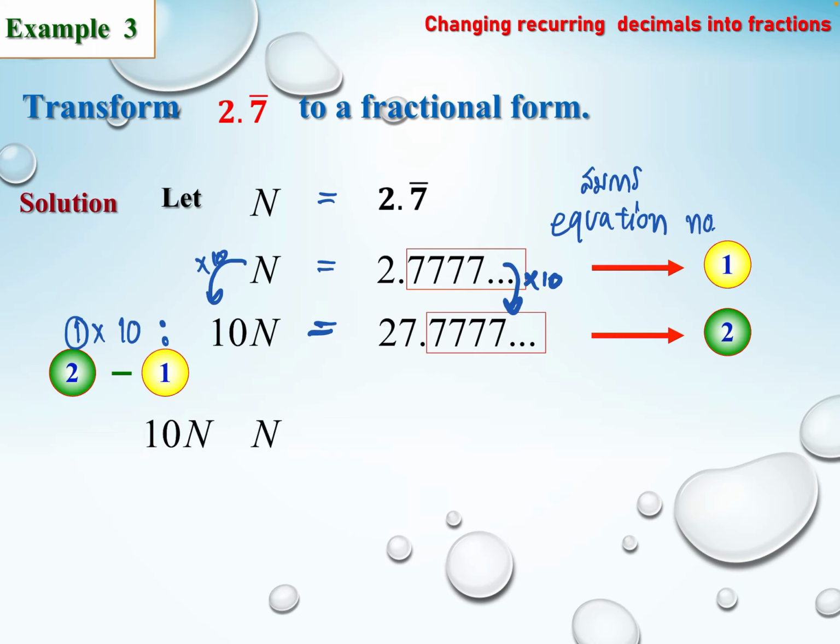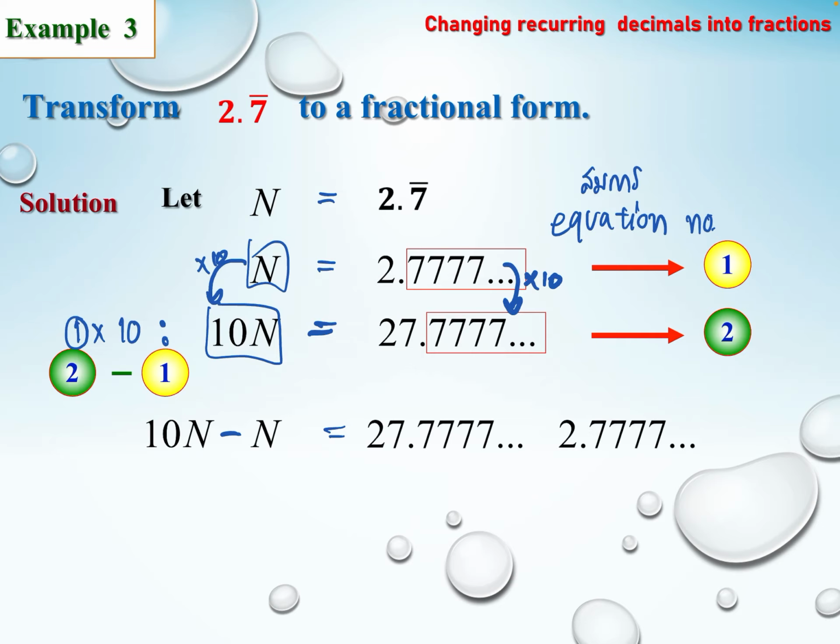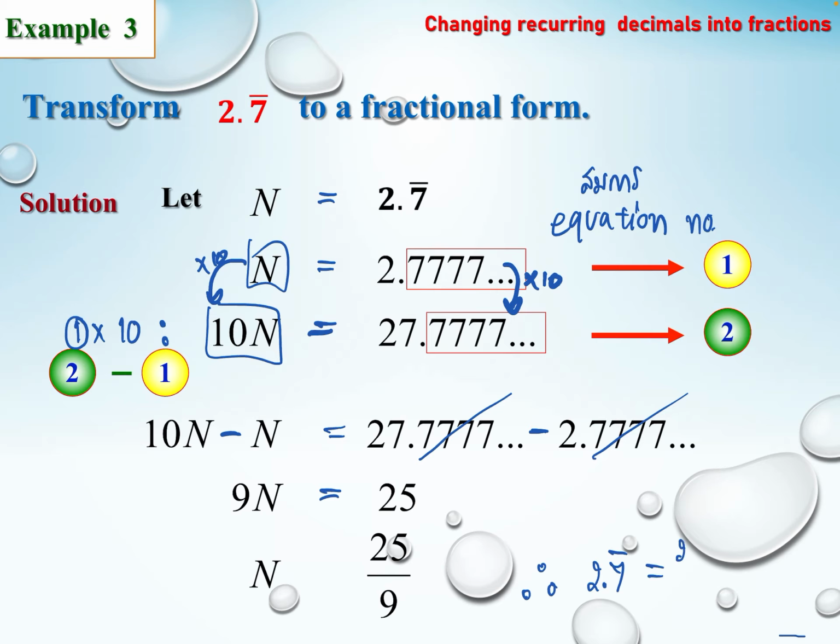Left hand side, you have 10n and n. So 10n minus n equals 27.777 minus 2.777, right? In the left hand side, you have 9n. In the right hand side, what do you have? 27.777, repeat 7, they're just gone. So you take 27 minus 2 is equal to 25. n equals 25 over 9. So we say that 2.7 repeat 7 always equals 25 over 9, like this.